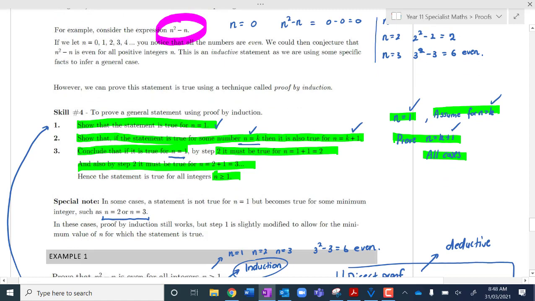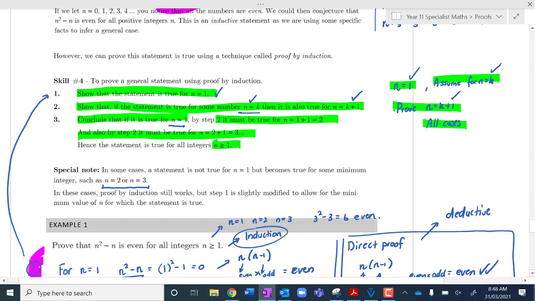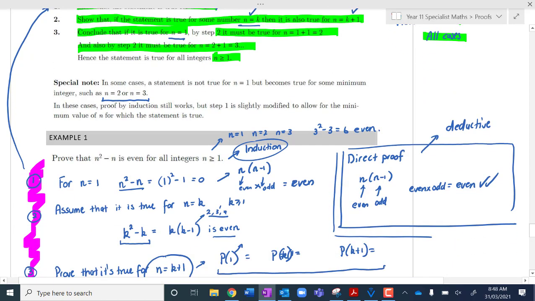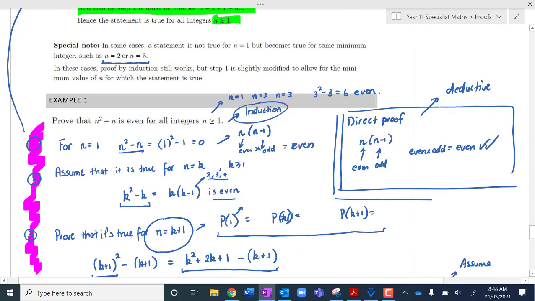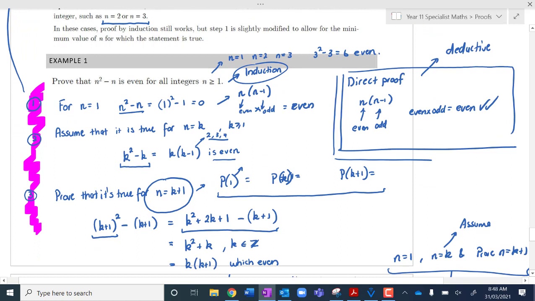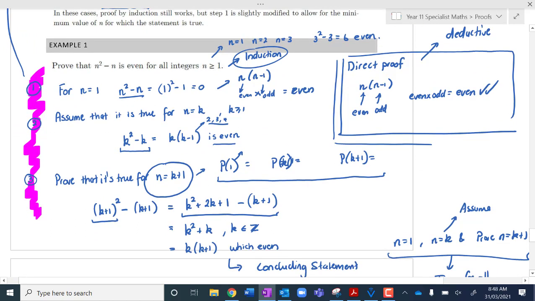There are some cases where it's not true for n equals 1, but it's true for some integer, but generally speaking, we'll be looking at all positive integers. All right, now let me talk you through this one. It says, prove that n squared minus n is even for all integers n greater than or equal to 1. I've already got my working up here, so let's talk you through this. So first of all, step one.